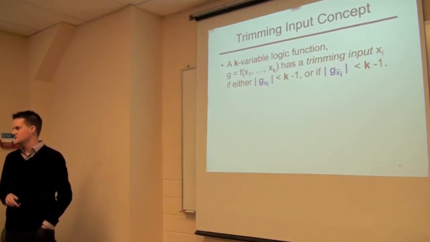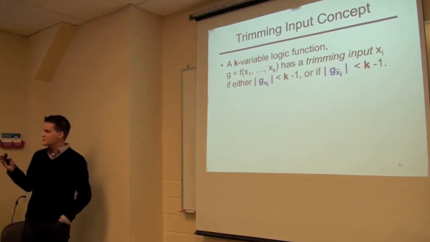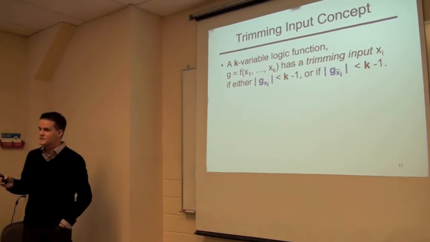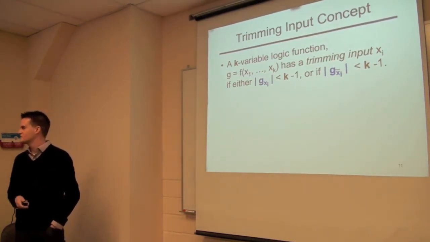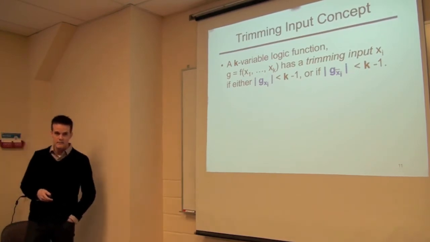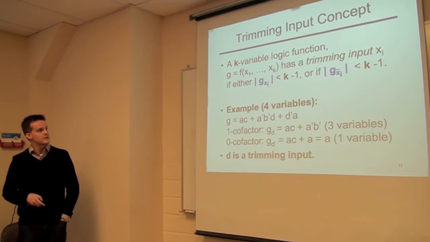But it could be they actually have less than k minus 1 variables. And if they do, we say that input, when we do the Shannon decomposition with respect to it, we trimmed away extra variables. So we called it trimming input. We couldn't find another name for that, but we're calling it trimming input.